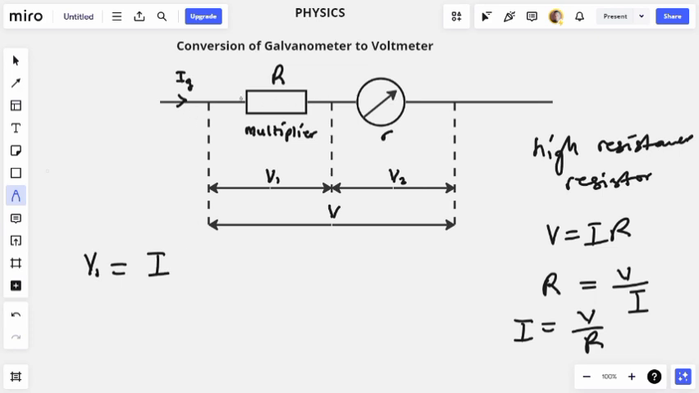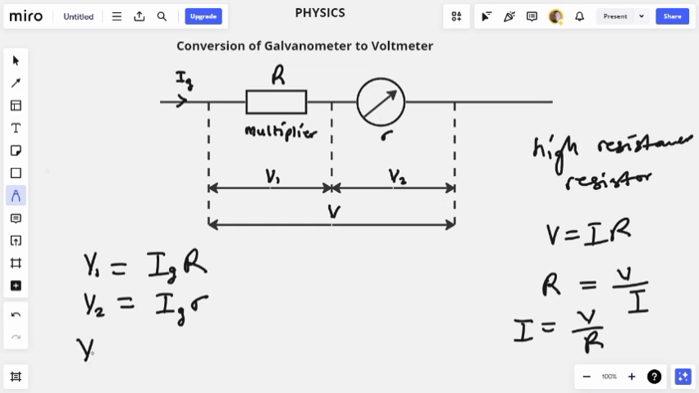So V1, which is our voltage across the multiplier, is given as what? The current through it. Remember, in a series connection, the same current flows through every device on that connection. So Ig, the current coming here, will be the same current in the resistor and also the same current in the galvanometer. So V1 will be Ig times R. And our V2 will be still Ig times the internal resistance of the galvanometer, r.